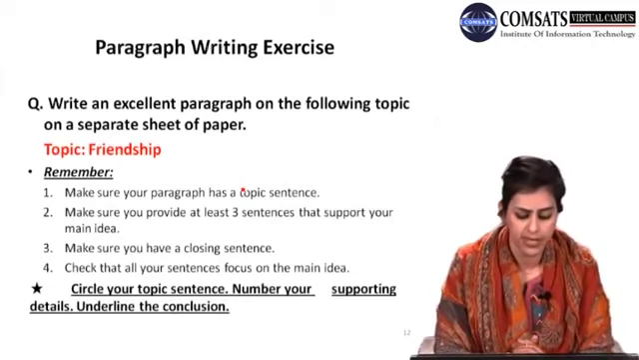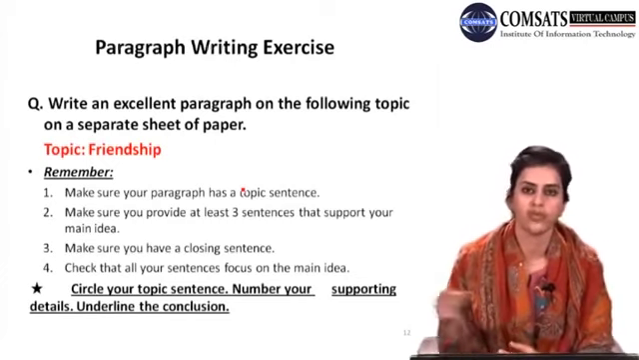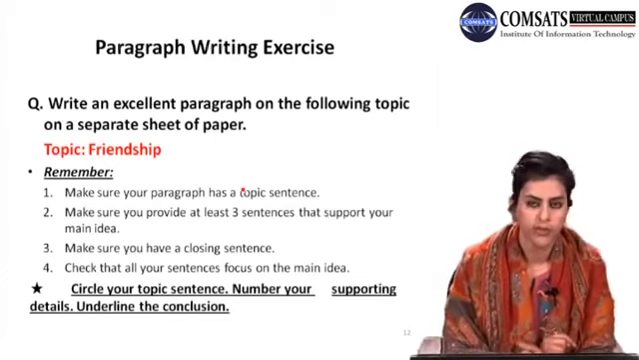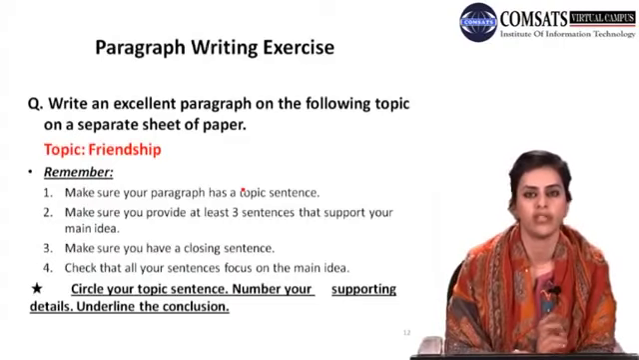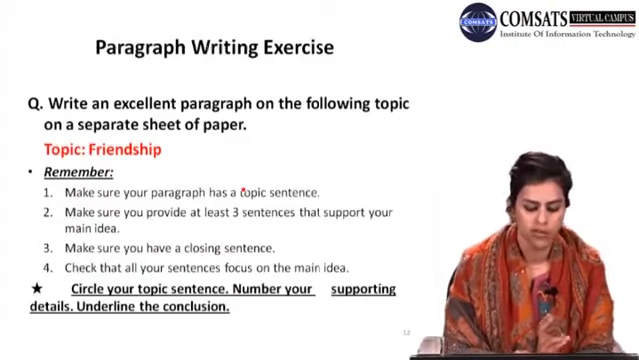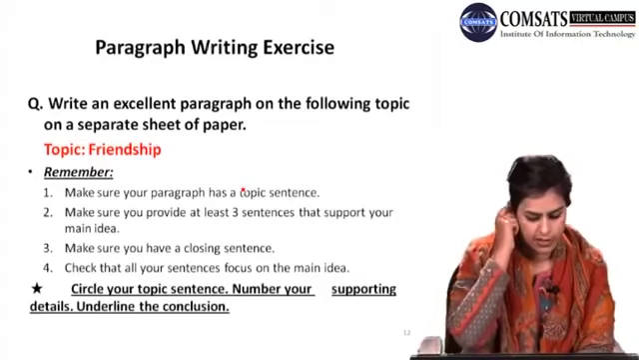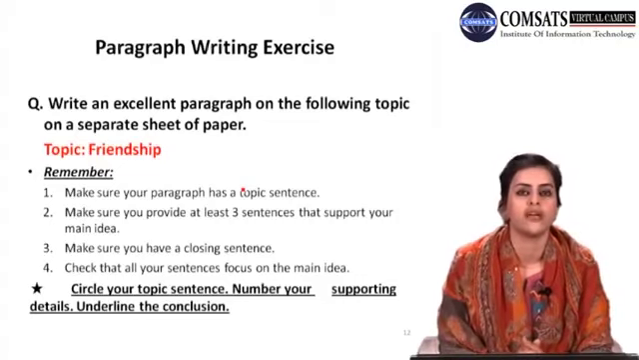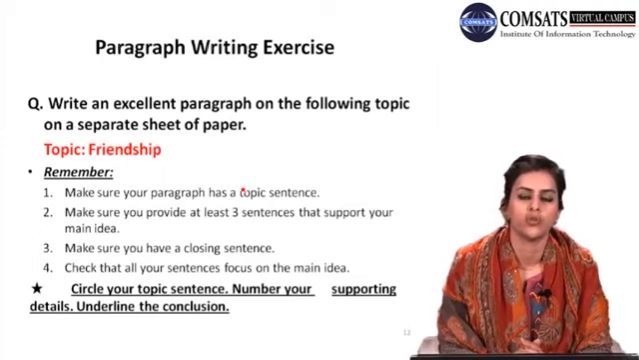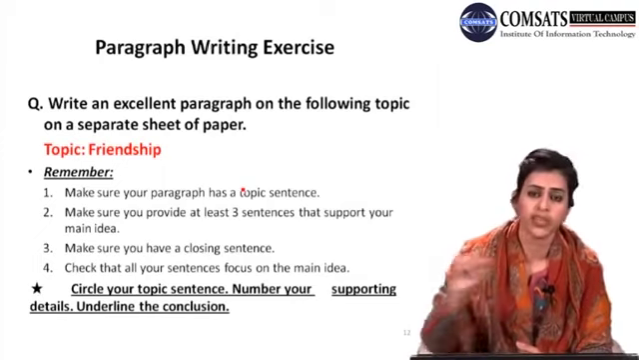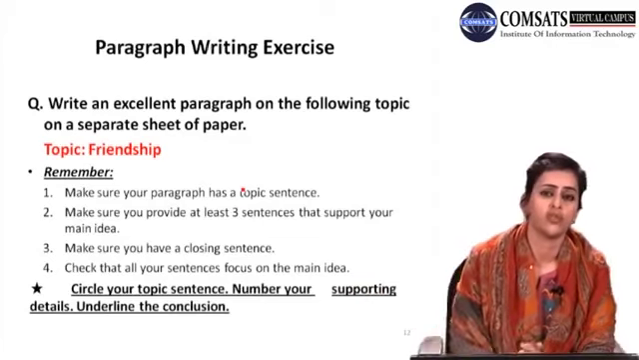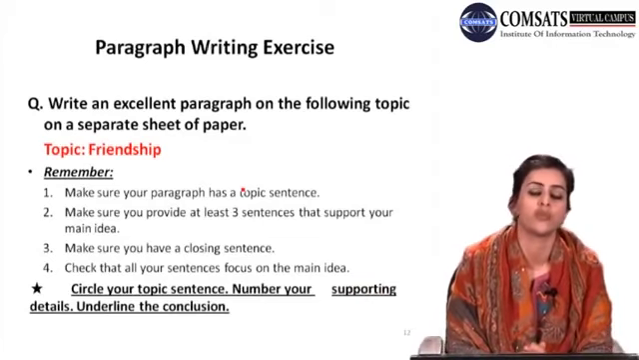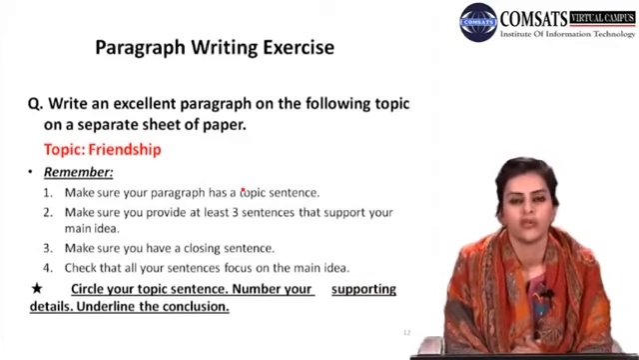You are supposed to remember that you are going to circle your topic sentence, like you are supposed to put that in the circle. You are going to number your supporting details, maybe three, maybe four. You are supposed to number them, and then you are going to underline your conclusion, to differentiate your topic sentence from your supporting details, and then your closing sentence.